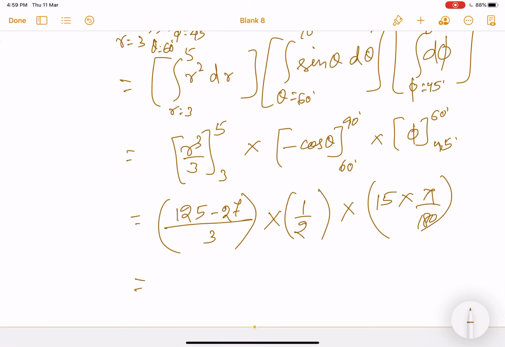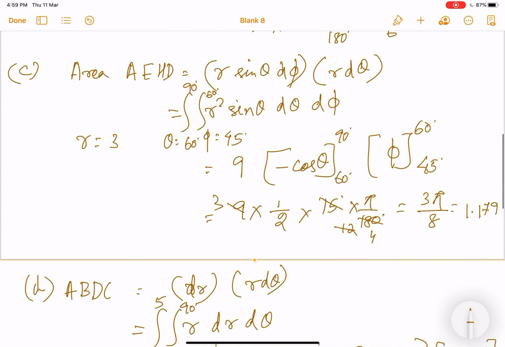So basically, if you subtract, this is 98 by 3, and this one is pi by 12. If you cancel it, then what are you getting? Just use your calculators. Then you'll get 4.276. This was the last question.